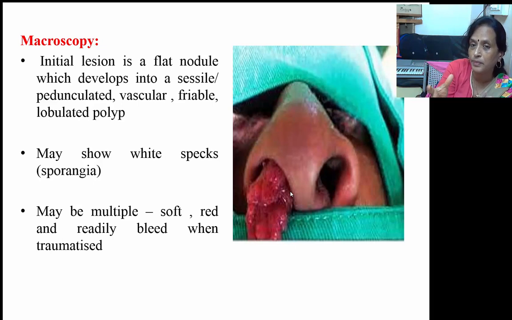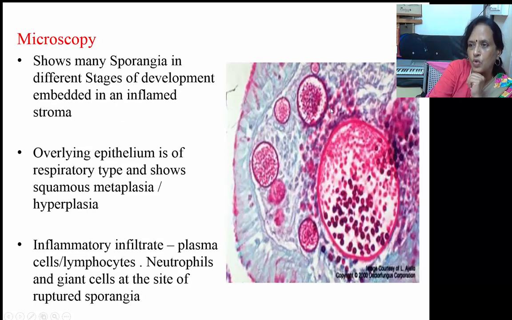So it may look like a polyp, and it's not just a single polyp, it has a lobulated surface. But very important is, what can you see on this red lesion? The whitish spots. Okay, so we say white specks on the lesion. So these are the ones which represent the sporangia of the organism. And such lesion could be multiple or could be single. So they're very soft, red, readily bleed when traumatized, because it's the granulation tissue that is there with newly formed or forming capillaries. So this is the microscopy.